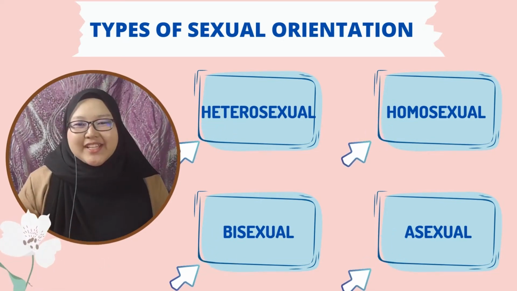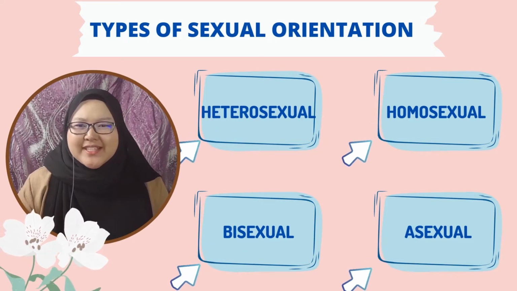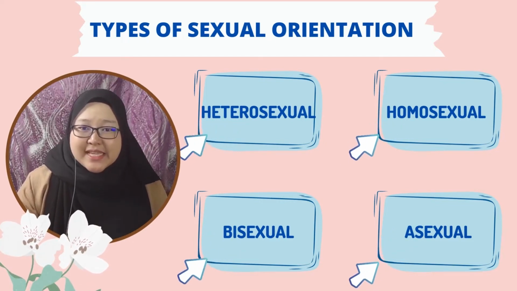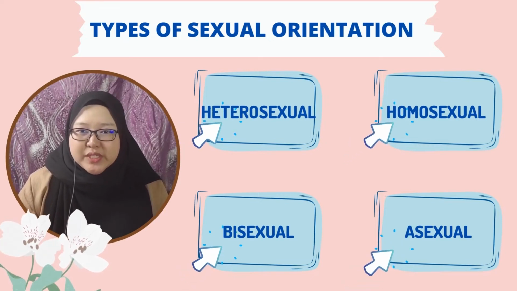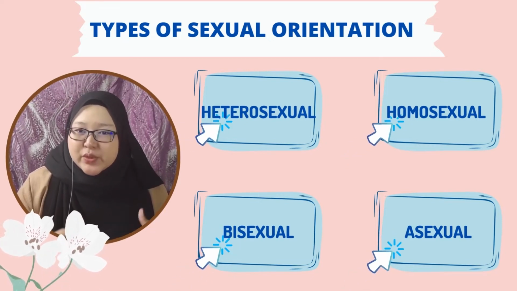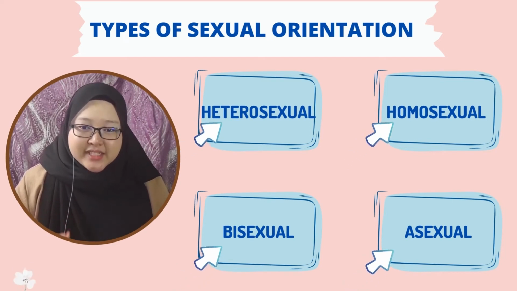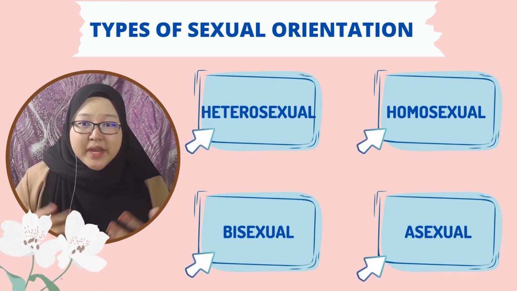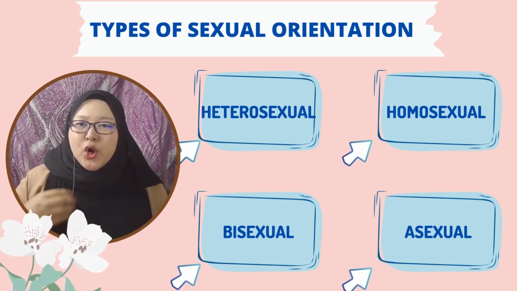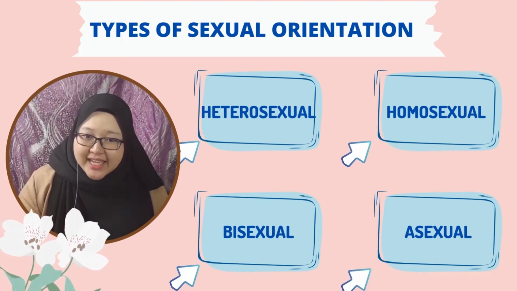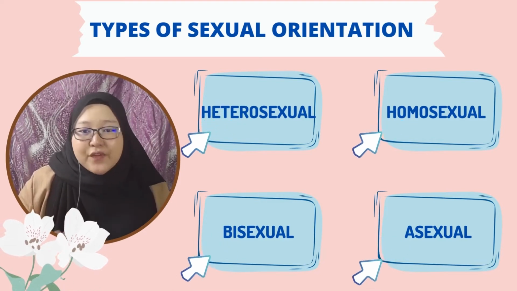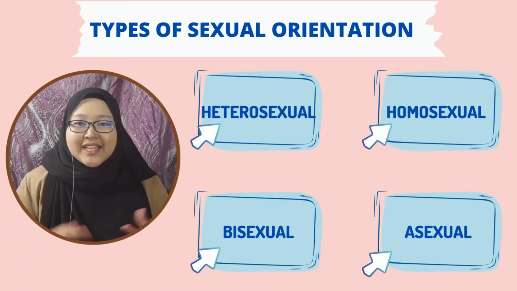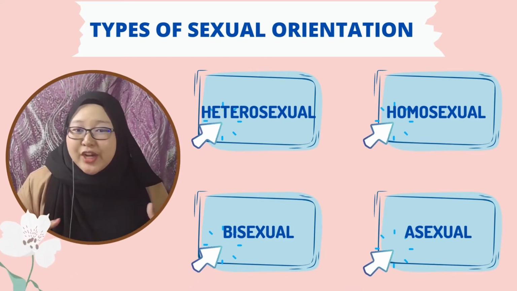Next is homosexuality. Homosexual can be defined as attraction between people of the same sex. It is derived from the Greek word homos, which means the same. It is a sexual orientation, not a gender identity like male, female or non-binary. People who are homosexual may identify as gay, lesbian, LGBTQ, queer or a variety of other terms. The most common synonyms are gay or lesbian.